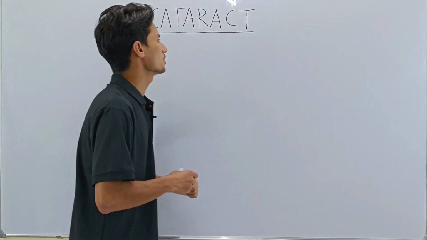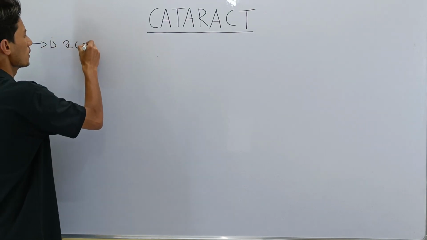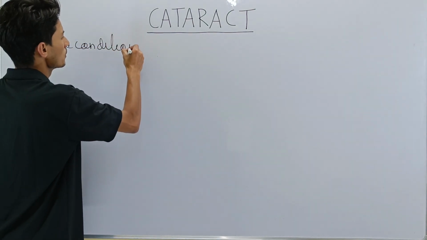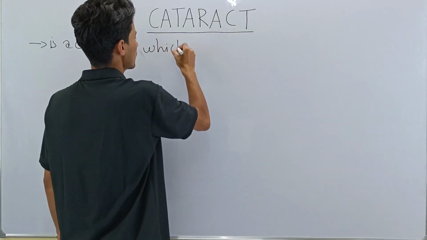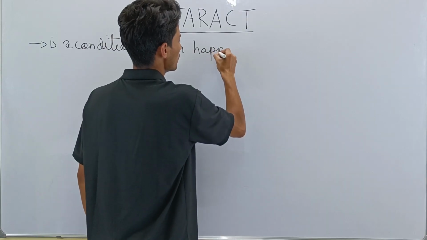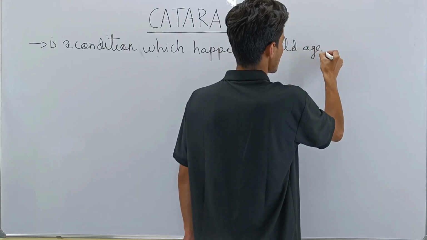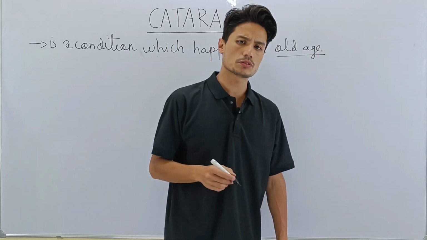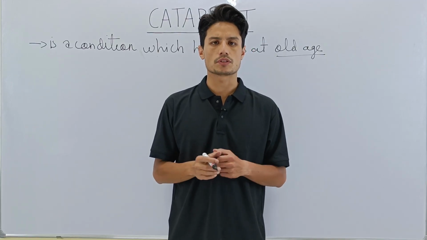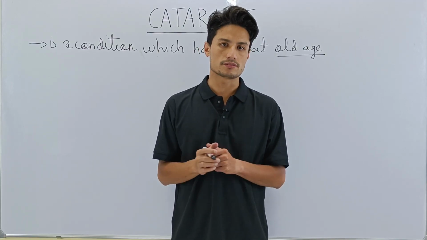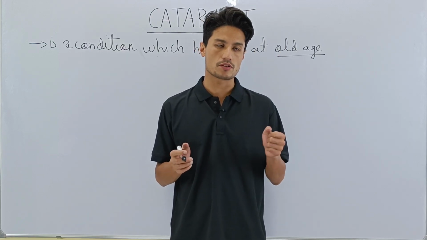So cataract is a condition which happens at all ages. Cataract may not happen to you, it may not even happen to me. It will generally not happen to anybody who is young, maybe not even to an adult, but definitely cataract may happen to us if we grow old.